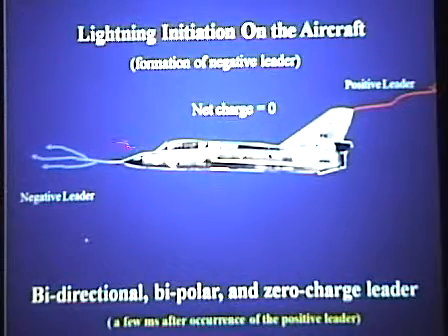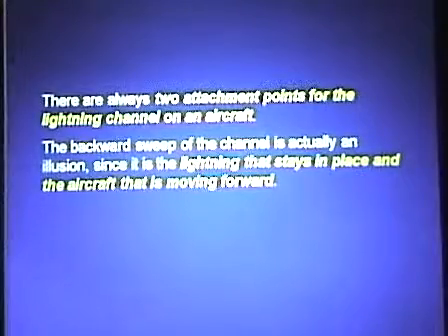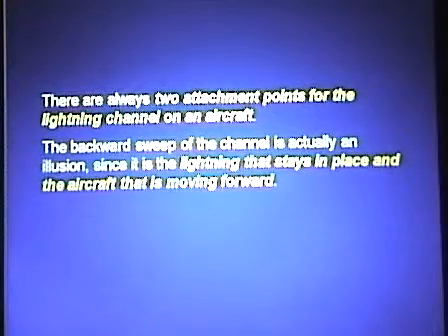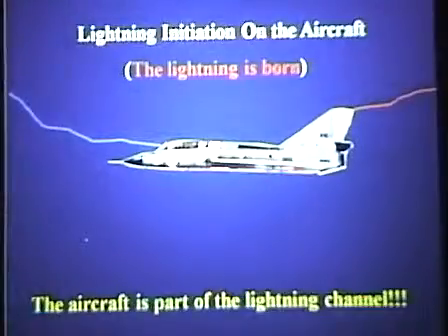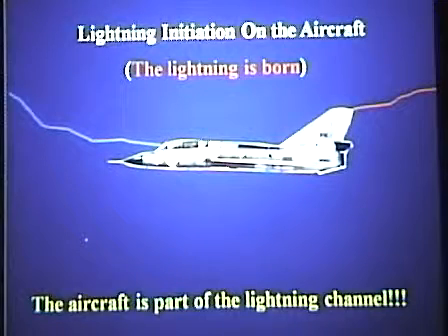I need to mention that the negative leader starts a few seconds after the beginning of the positive one. So there are always two attachment points of the lightning channel on aircraft. But because aircraft is moving, you have an illusion that the lightning channel sweeps. I mean, actually it sweeps along the aircraft fuselage, but it's not the channel moving. The channel remains stationary, it's the aircraft moving. So you will see this sweeping action, and I will show you.